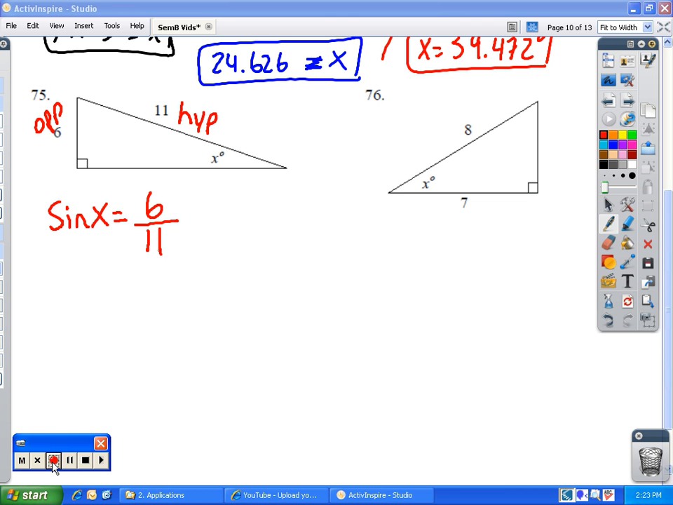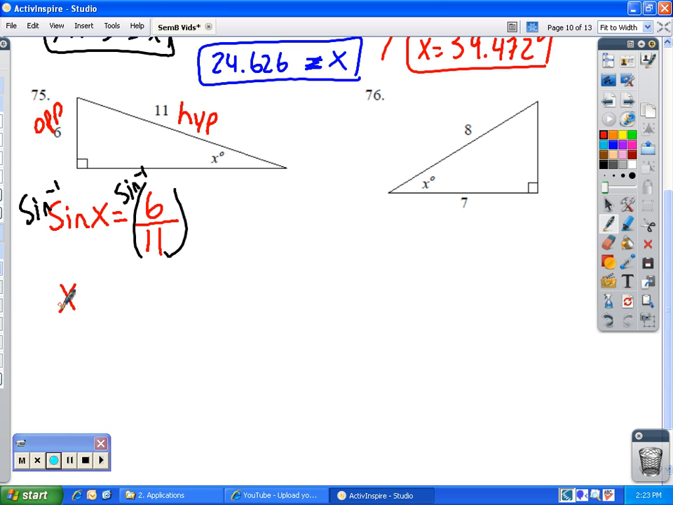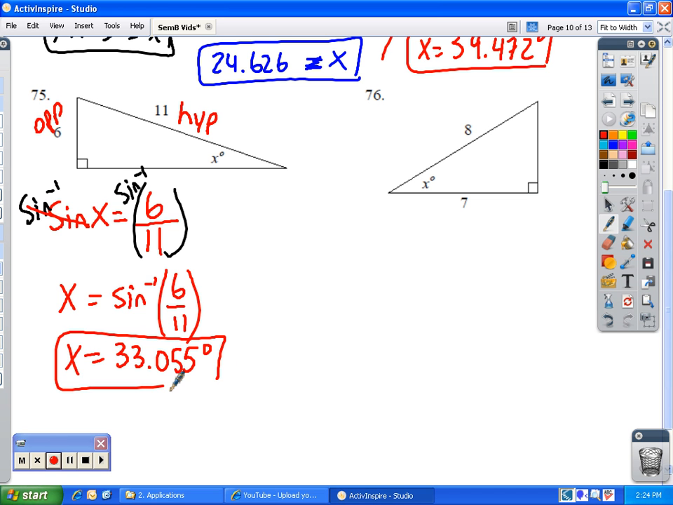Like the other problem, we need to get x away from the sine, and the only way to get rid of that sine is to do the inverse of sine, which is sine to the negative 1. I must take the sine to the negative 1 of this side as well. I end up on the left-hand side with x because they undo each other. The sine to the negative 1 of 6 over 11 is what I need to type into my calculator. Second sine, 6 divided by 11, x equals 33.055 degrees because it's an angle.